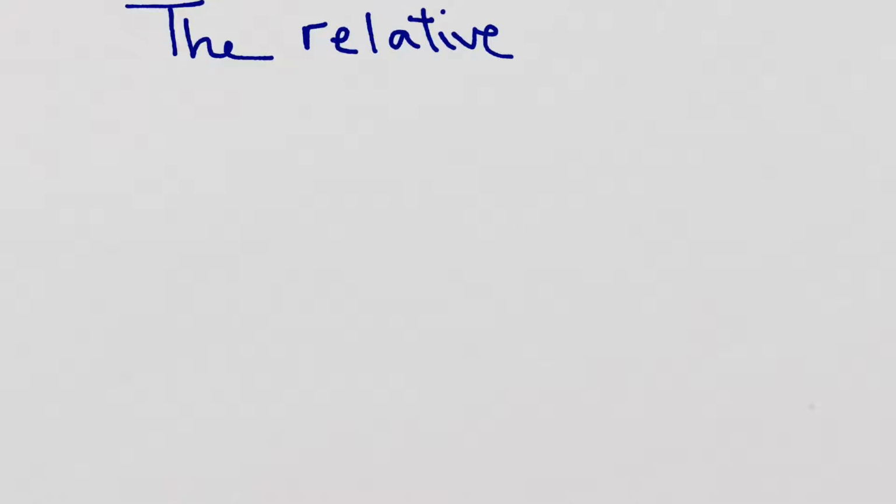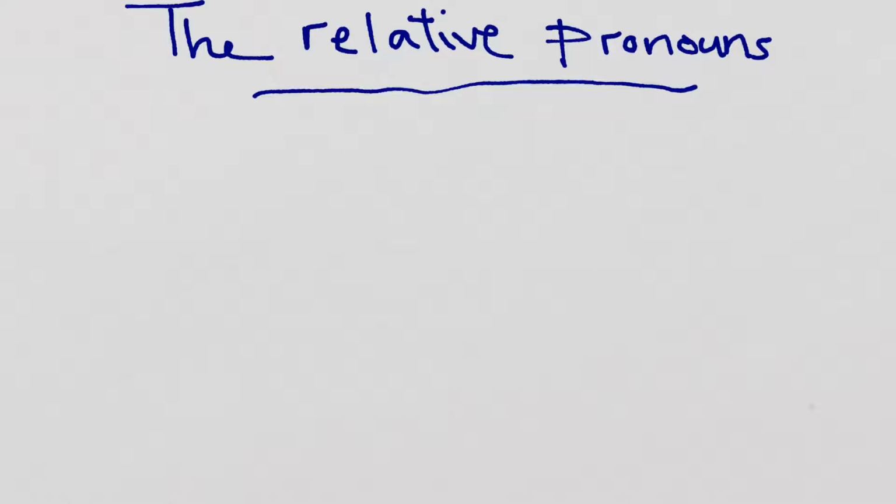Now I'm going to explain the rule in Unit 7. Our grammatical rule in this unit is the relative pronouns. The relative pronouns are used to connect a clause or a phrase to a noun or a pronoun, which means that they connect or join two sentences. We have some relative pronouns.